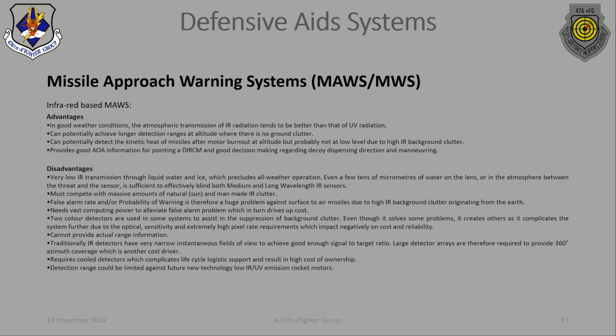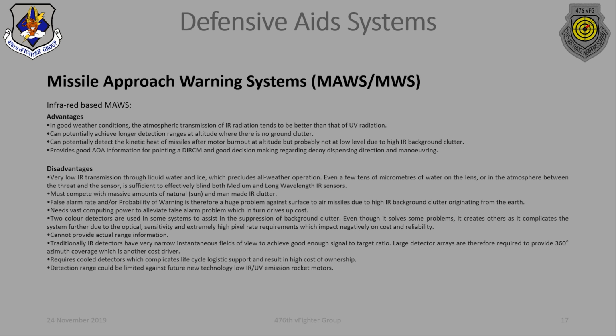Because of that, it needs a lot of processing power to get rid of those false alarms. That tends to drive the unit cost up a lot, which is one of the reasons it isn't used. And they do have quite a narrow field of view as well, because obviously you've got a longer wavelength. You have to have a more focused lens in order to detect the information and provide any kind of angular resolution, so you have to narrow the field of view down.